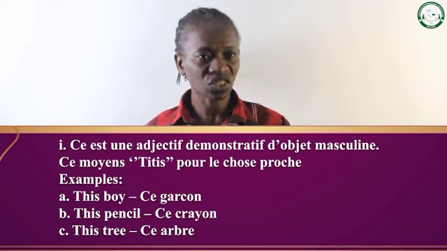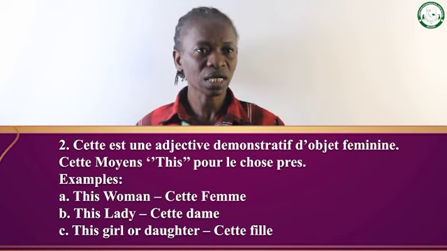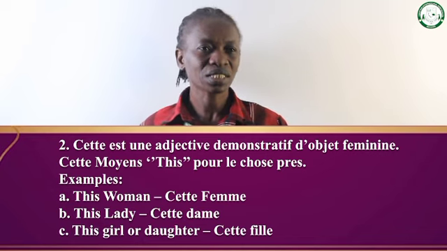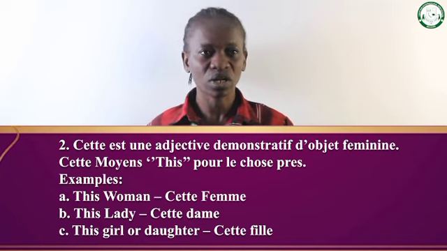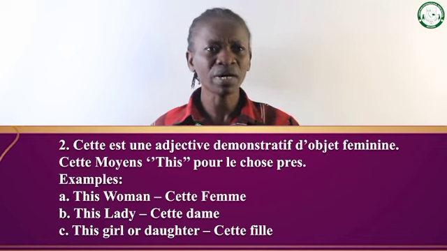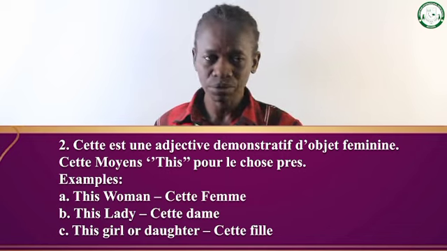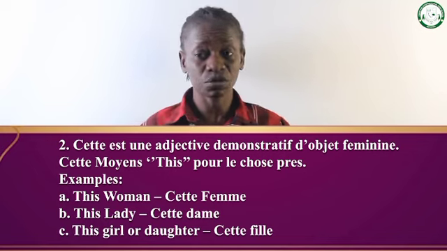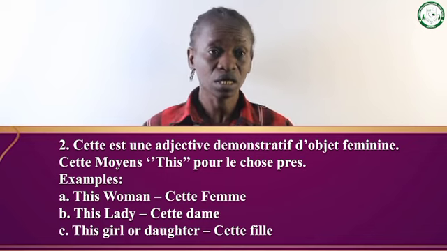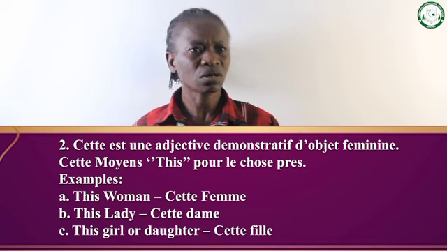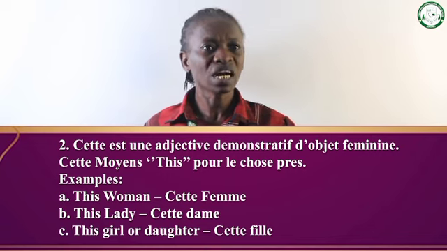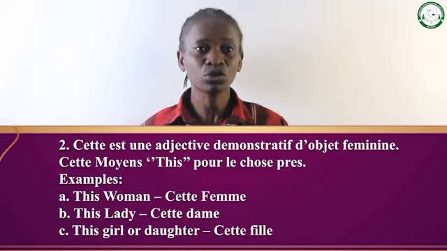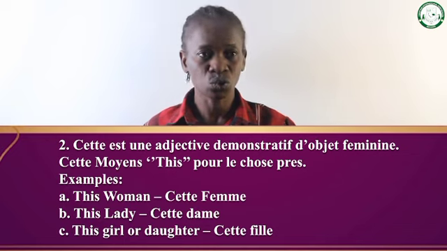Now we move on to the second one. That is cette, C-E-T-T-E. That is un adjectif démonstratif d'objet féminin. We normally use that one for feminine objects. And we all know our feminine objects. We have been doing that, especially things in the class, things at home and things in the school. So it is not all that new to us. It also means this, and we normally use it for things that are near to us also.